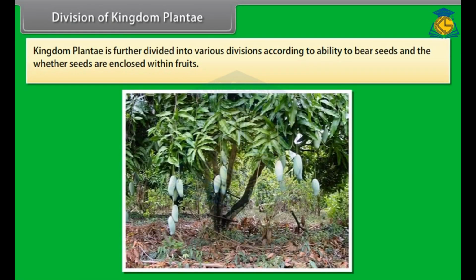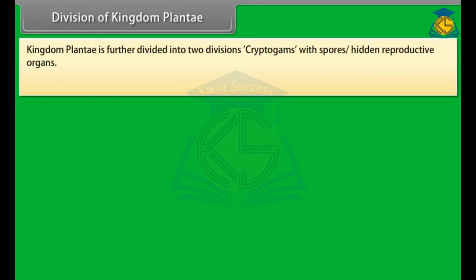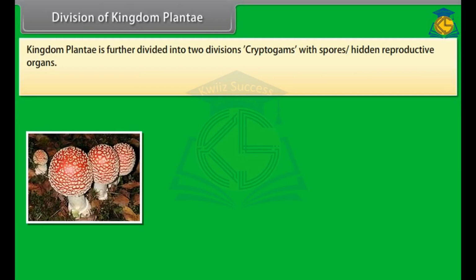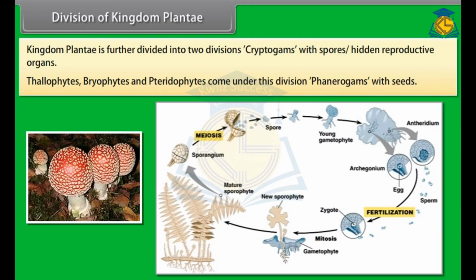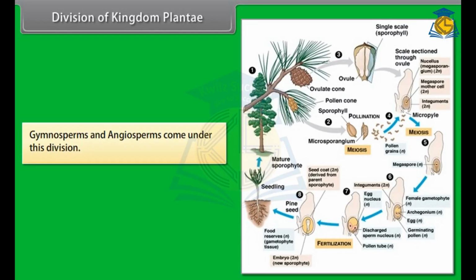Kingdom Plantae is further divided into various divisions according to the ability to bear seeds and whether seeds are enclosed within fruits. Kingdom Plantae is further divided into two divisions: cryptogams, with spores and hidden reproductive organs. Thallophytes, bryophytes, and pteridophytes come under this division. Phanerogams, with seeds. Gymnosperms and angiosperms come under this division.